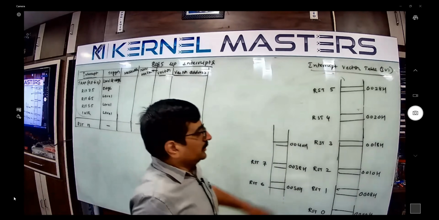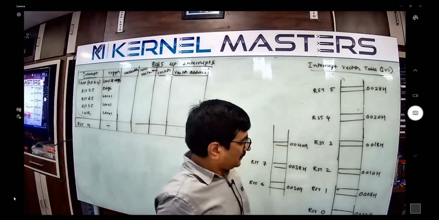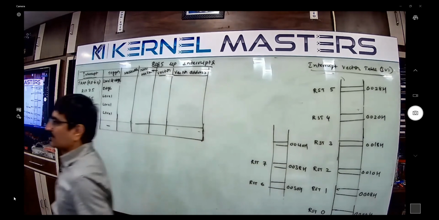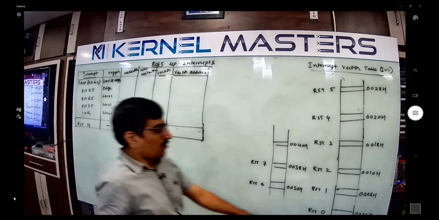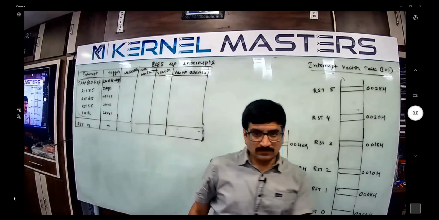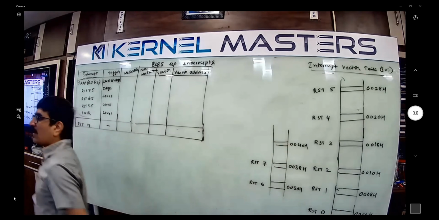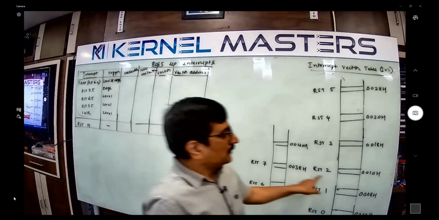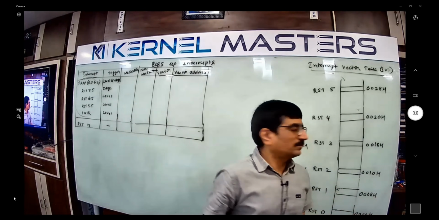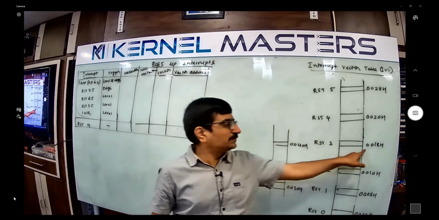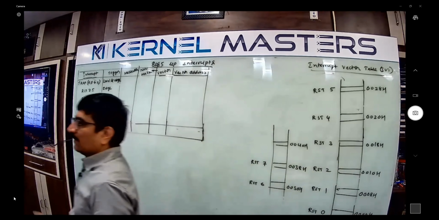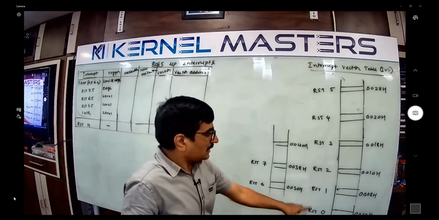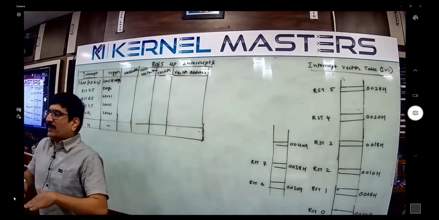So the interrupt vector table. RST0 is a software interrupt. What is the address of RST0? 0000. What is the address of RST1? 0008. RST2? 0010. RST3? 0018. You can see all the software interrupts here, from 0000 to 0038. Whenever a software interrupt occurs, the microprocessor has exact clarity about where to go.